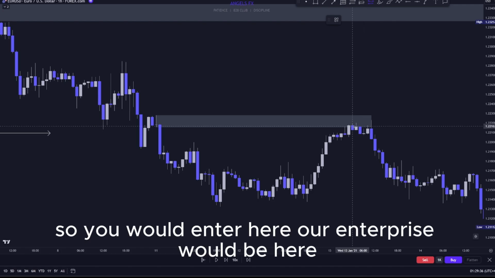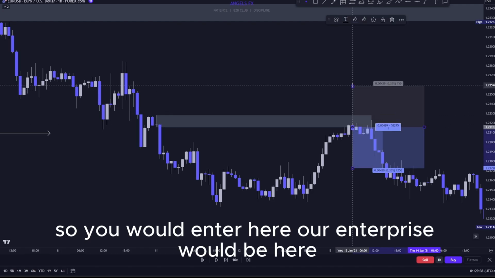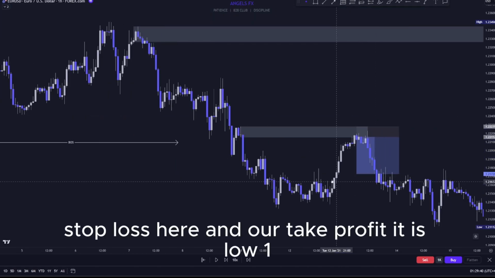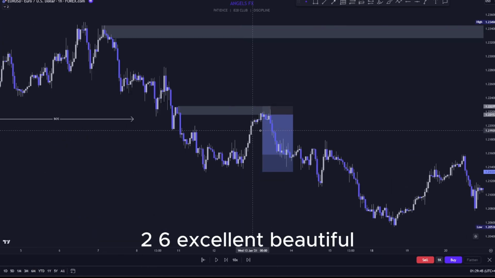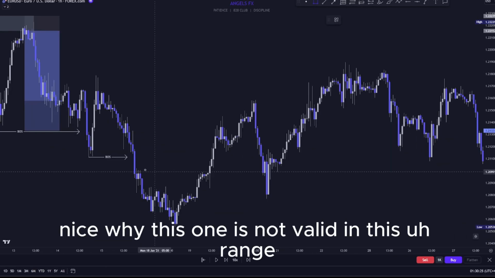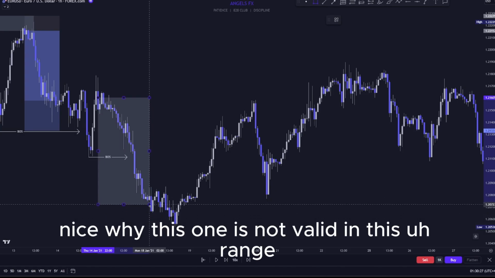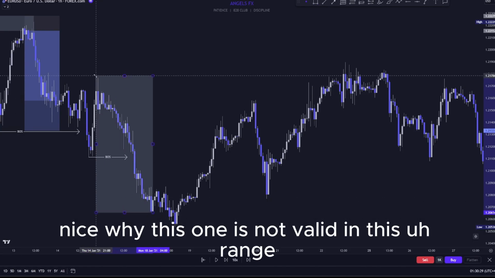So you would enter here. Our entry price would be here. Stop loss here, and our take profit at its lows. 1 to 26. Excellent. Beautiful. Nice.